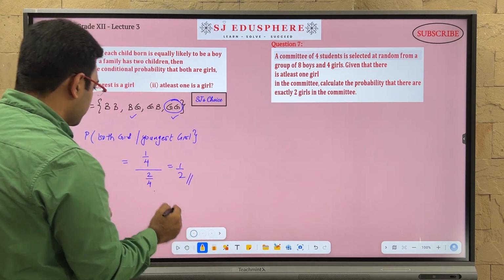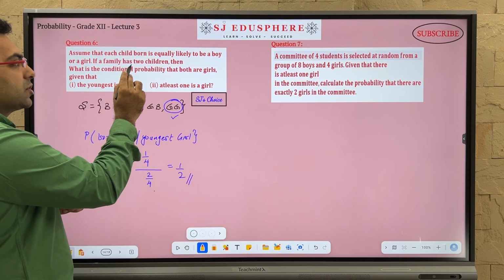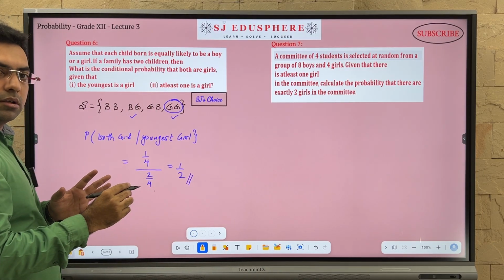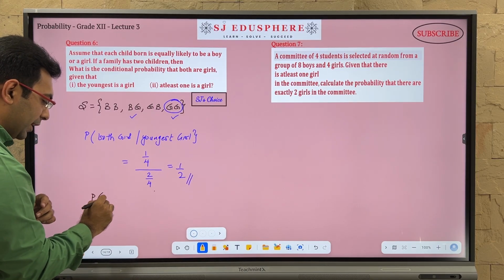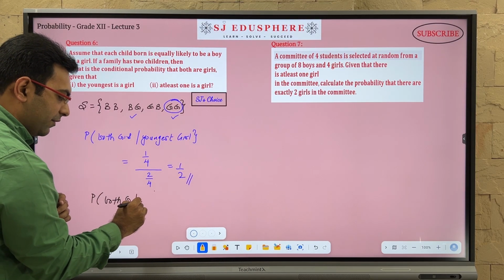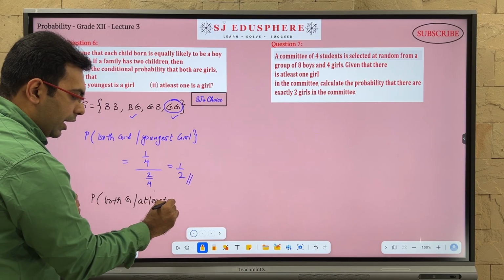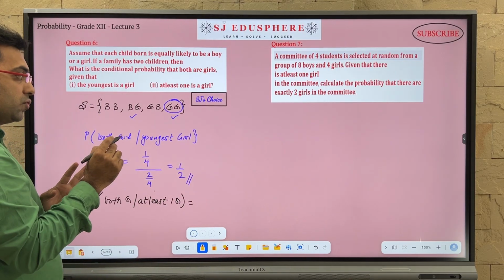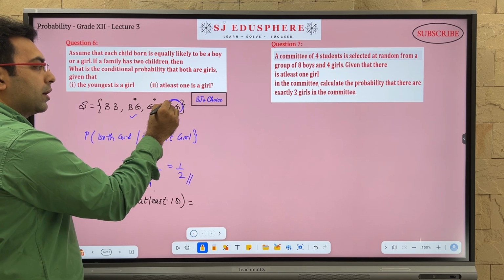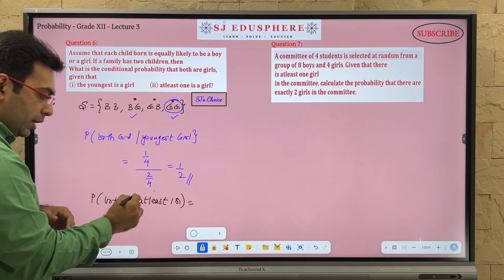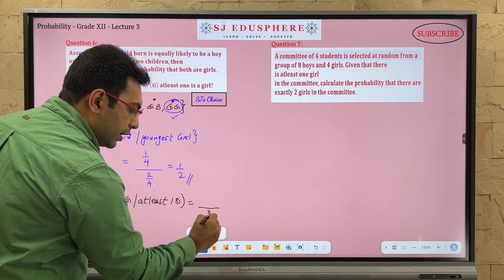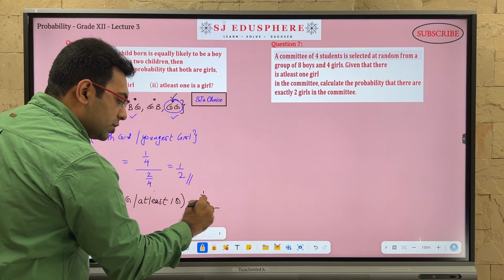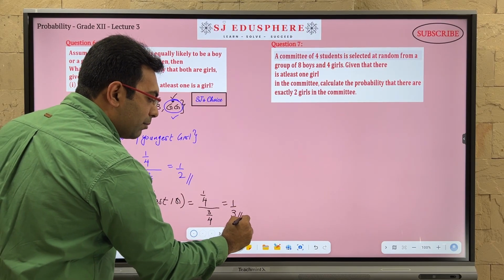Second part says, what is the conditional probability both are girls given that at least one is a girl. Now I am saying probability both girls given at least one girl. Now, at least one girl means one or more, which will be where one girl, more than one girl. So, given at least one girl is 3 by 4. Both girls is only this, which is 1 by 4, and the answer is 1 by 3.